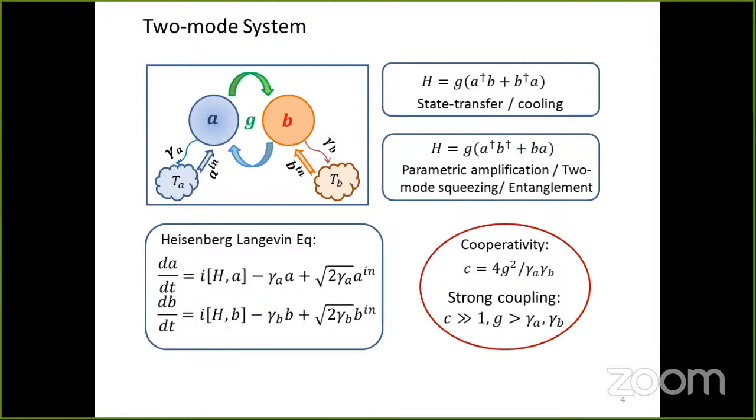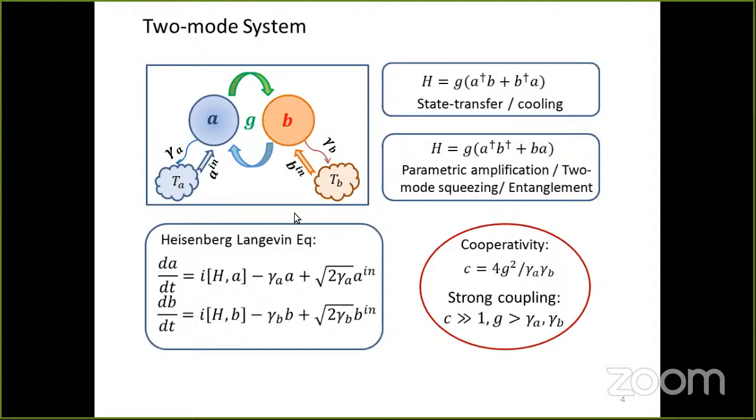This type of interaction is highly used in optomechanical systems to cool mechanical oscillators. I'd also like to show this other type of interaction, the two-mode squeezing type of interaction, which is parametric amplification and is used for creating entanglement or squeezing in the system.